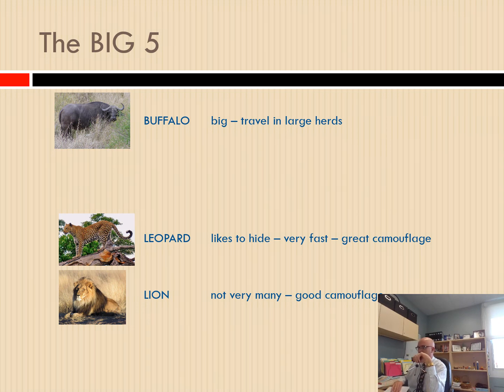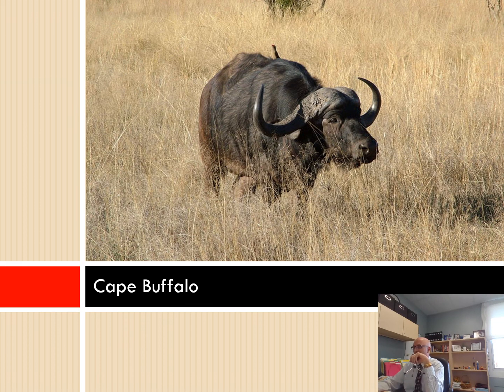All right. Now, which one do you think I saw? The choices are the buffalo, the leopard, and the lion. If you guessed buffalo, you are correct. This is a Cape buffalo, and I learned that they have very short tempers and can get mad very fast. And they weigh over 1,750 pounds, which is almost a ton. A ton is 2,000 pounds.